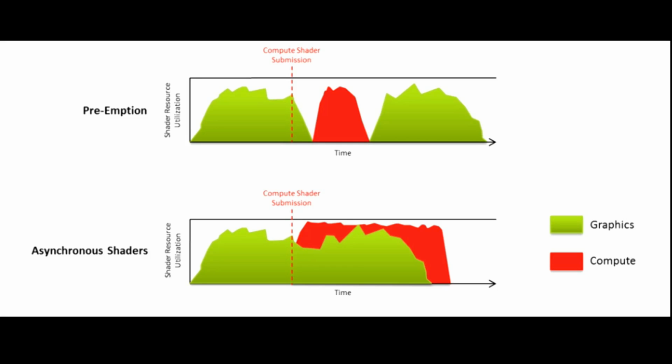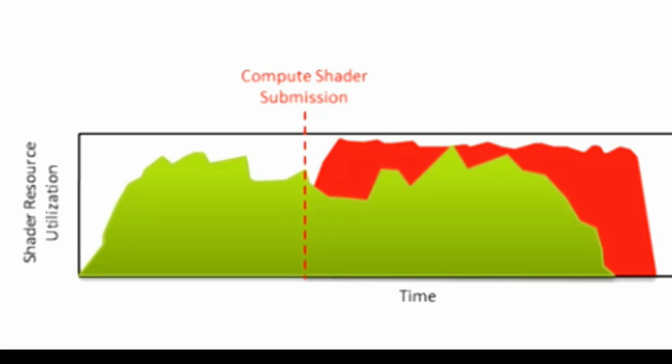If we now have a look at what happens with true asynchronous shaders, we can see that the graphics and the compute work is running together, asynchronously. There is no need for the context switch, which causes the graphic work to stop while the compute work is finished. And you can also see clearly that overall the shader resource utilization is almost topped out.